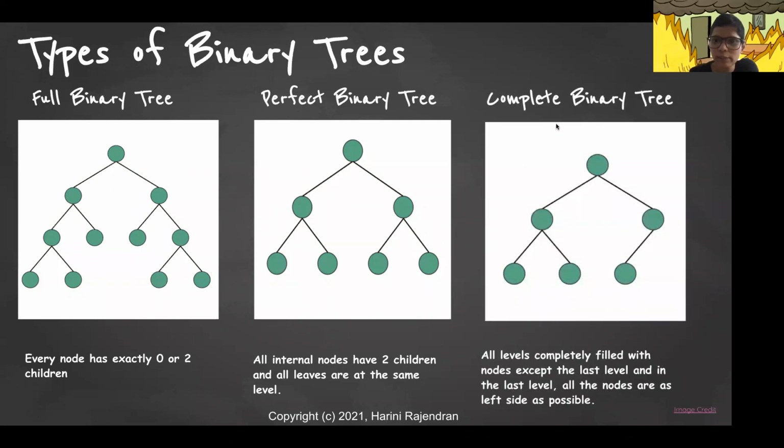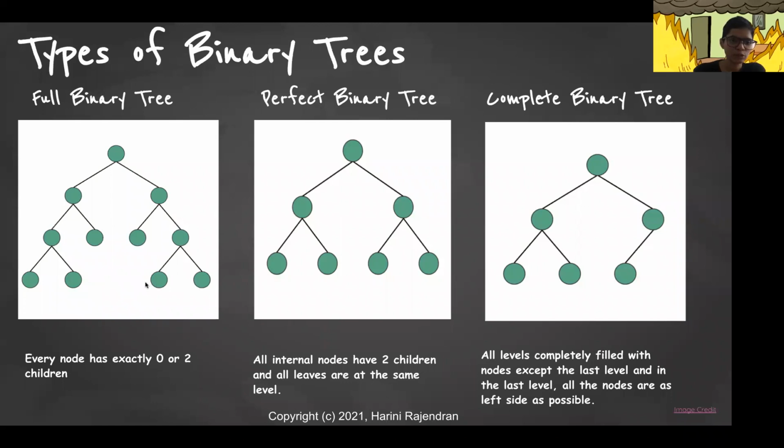And another type of binary tree is called a complete binary tree. A complete binary tree is a tree where all the levels are completely filled with 2 children, except the last level. And even in the last level, all the nodes are as far left as possible. For example, if you take this full binary tree, here also all the levels are completely full except the last level, but this is still not a complete binary tree because there are some gaps in between.